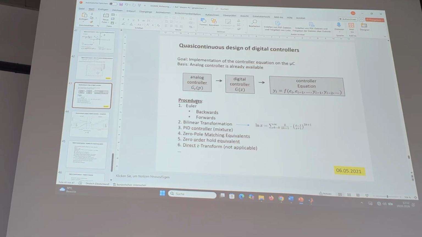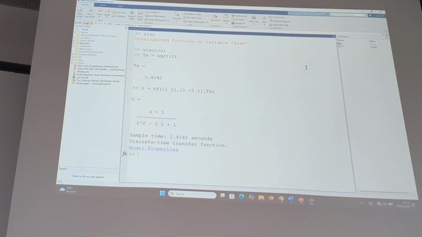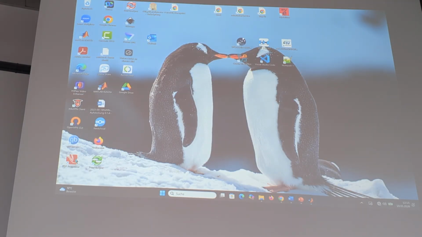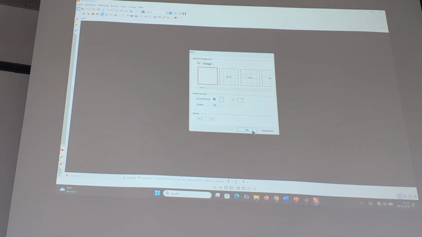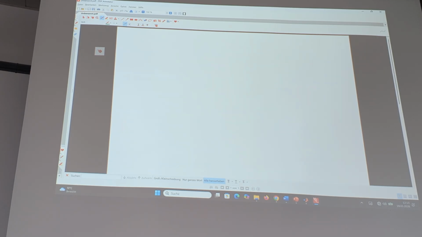Okay, so let's start with Euler. So how does it work? I open my Adobe annotator. New. Okay. We talk about quasi-continuous design of digital controllers.